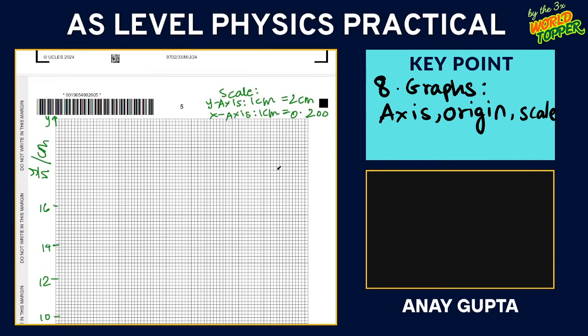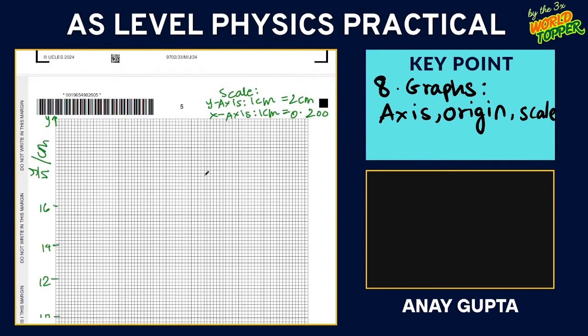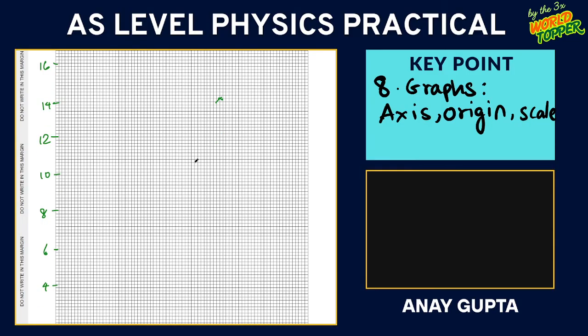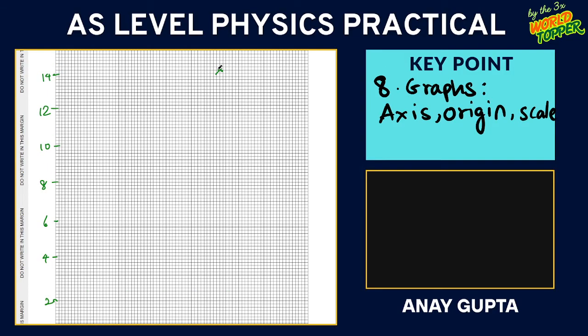Next, I will start plotting the points. So 1 by n for 1, it is 14.2. So let's say for 1.00 it is some 14.2, so it should be somewhere here, right? I'm not exactly checking the bars right now, but I think you get the point. When you're plotting these points, make sure that the points are small enough. If, for example, I want to make a point here, my point should not exceed the boundary of the 4 adjacent squares. So my point should be within the adjacent 4 squares.